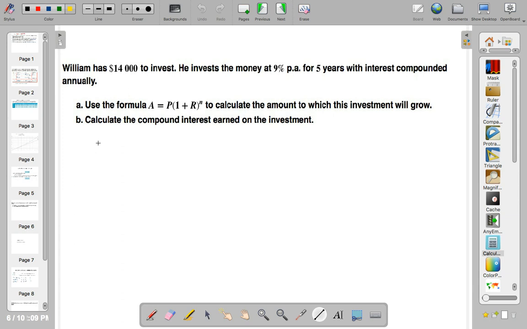So here we're trying to find A. Let's change the colour of the pen there and go back to black. A is what we're trying to find. P is the amount we're investing, and that's $14,000. We have $14,000 to invest. So 14,000.